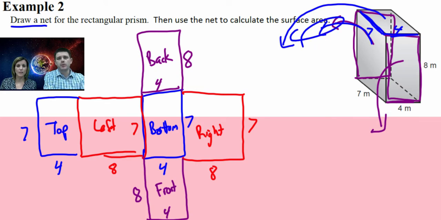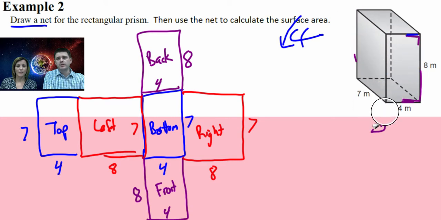So here we go. I swear I picked the eraser. I just got to give myself a little space here.